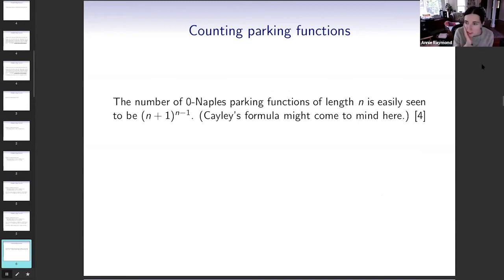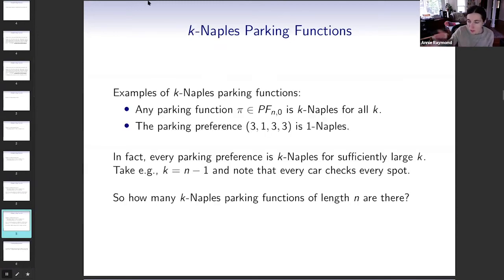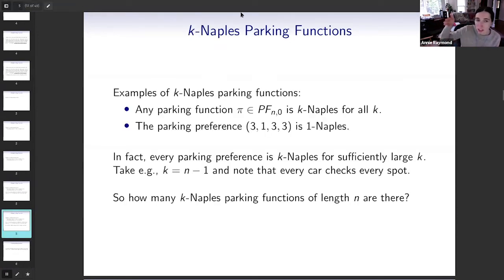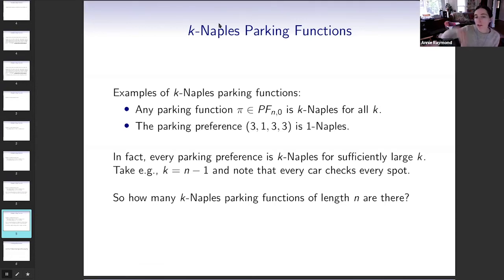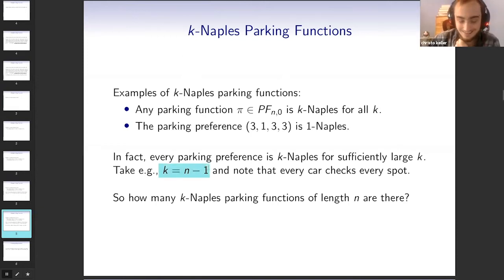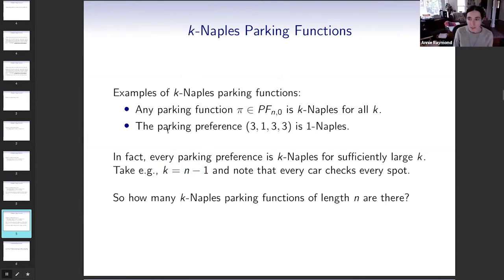So we have some questions in the chat. If, let's say, you're trying to park in the second spot and you're 4-Naples, then you would check the first spot, and you would not cyclically check the last spots? No. I tried to say that when I was talking about this, but I didn't make it clear. Once you get to the end, you park up to k spots back, as many as there are, so no more than the last spot.